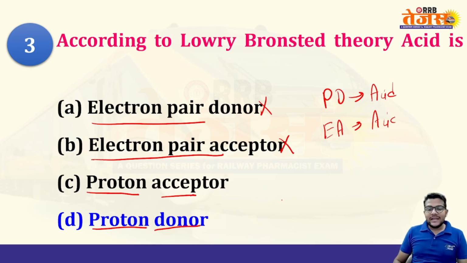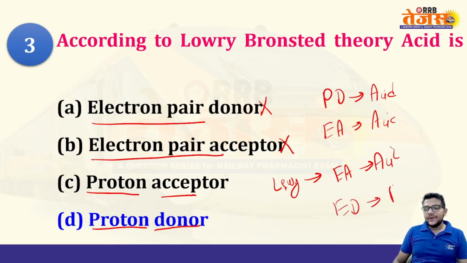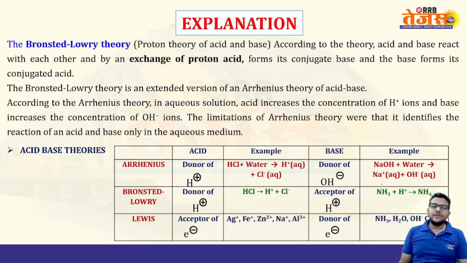Whereas Lewis theory tells you that electron acceptors are your acids, whereas electron donors are your bases. I hope this is enough explanation. So you can see here the typical table of all these three concepts: Arrhenius concept, Bronsted concept, and Lewis concept.